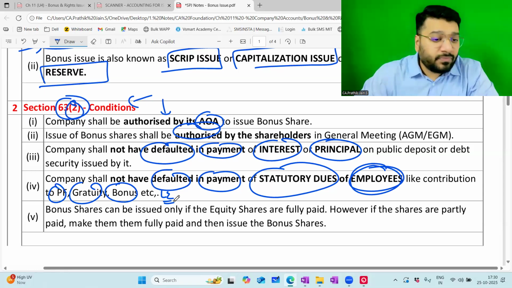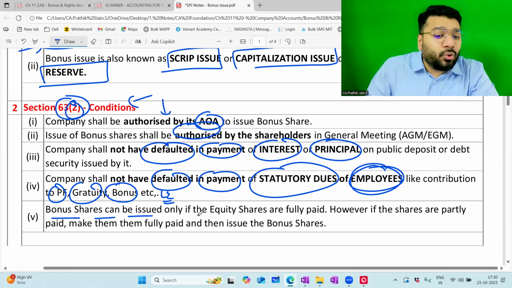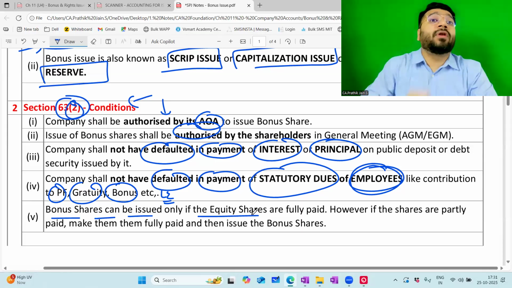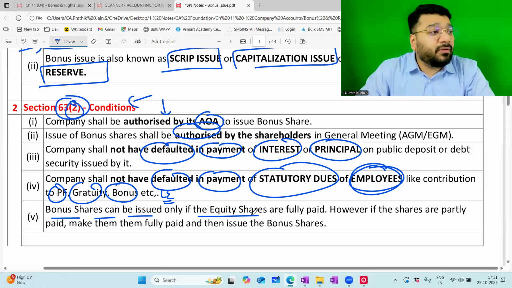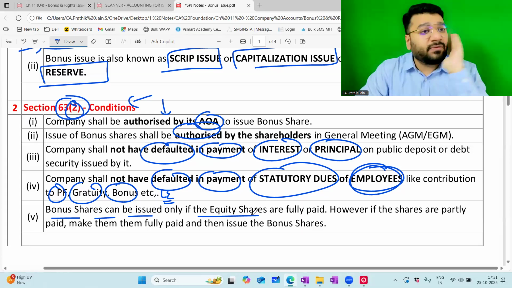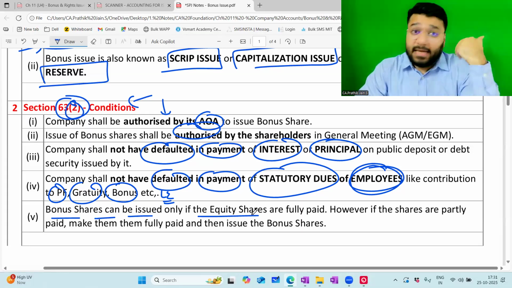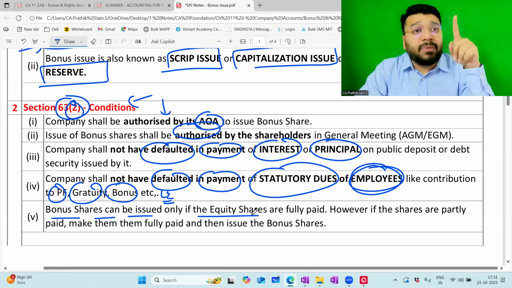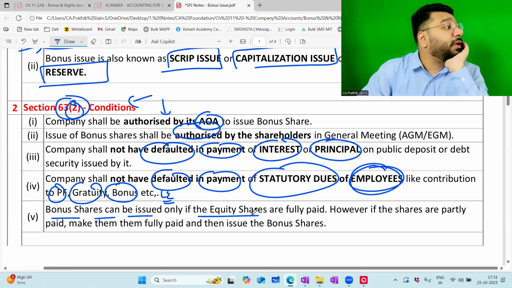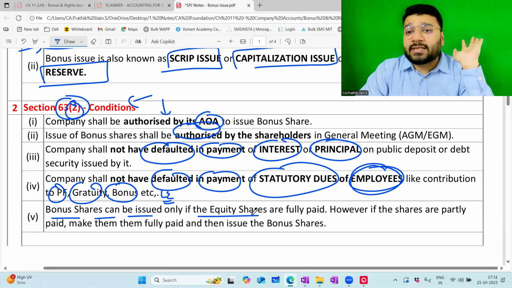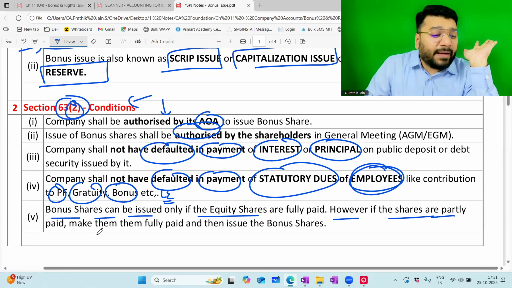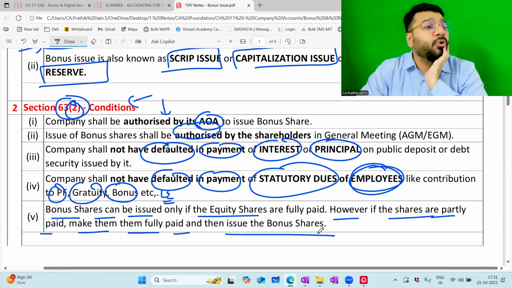Okay, not okay? Next, bonus shares can be issued only for equity shares which are fully paid. If there are any equity shares which are partly paid, first convert them into fully paid. Ask them to pay the call money. Partly paid means application money, allotment money and first call money received, but the second call I have not made, or I made it but did not receive the money. Without receiving the second call money, without converting partly paid to fully paid, I can't issue the bonus shares. So the shares should be fully called up and fully paid up. If they are partly paid up, make them fully paid up and then issue the bonus shares.